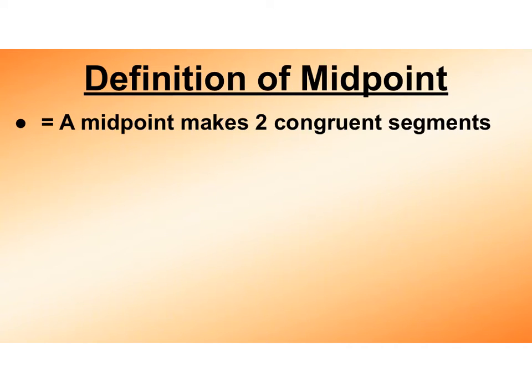Definition of midpoint. So a midpoint is exactly in the middle. It's between, but it's exactly. So if we have a segment A, I'm going to do M for midpoint, B, we know that it's going to make 2 congruent segments, so I can add congruent marks, and from that conclusion I can say AM is congruent to BM.